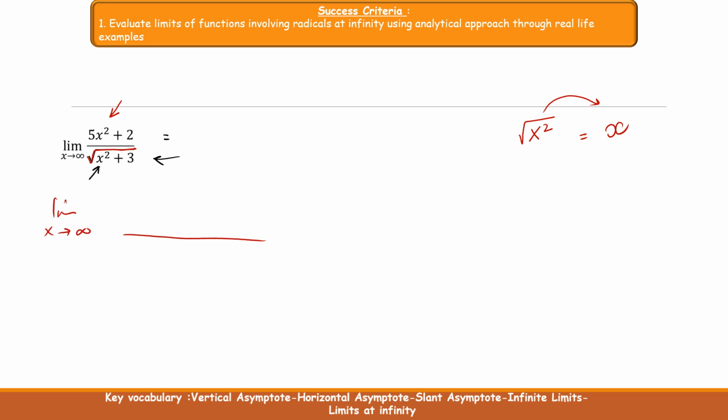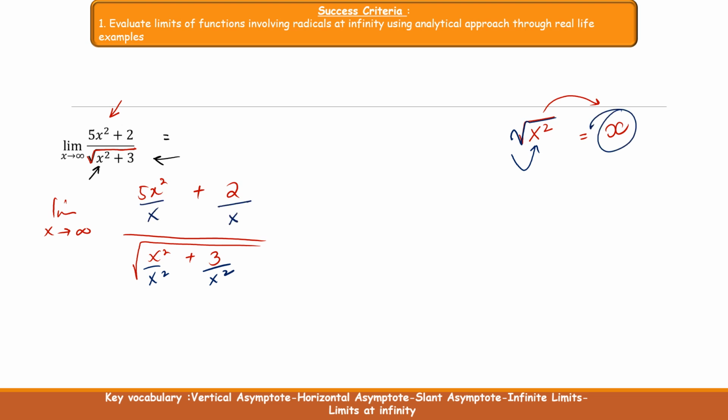So how can we solve it? 5x square plus 2 I will write as it is, and in the denominator I will write square root x square plus 3. Now whenever the x is under the square root, I will write x square. So in the denominator I will write x square. But in the numerator I will write x. Why? Because I don't find any square root in the numerator.